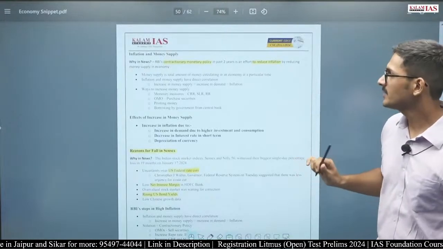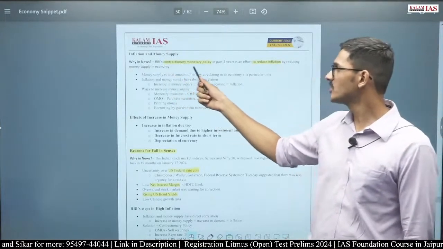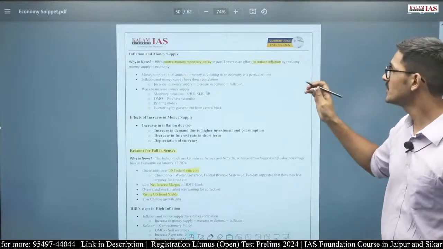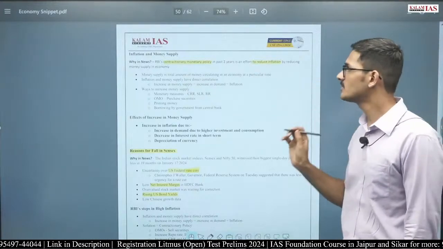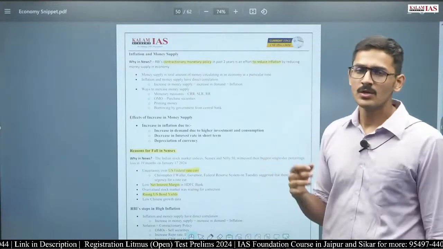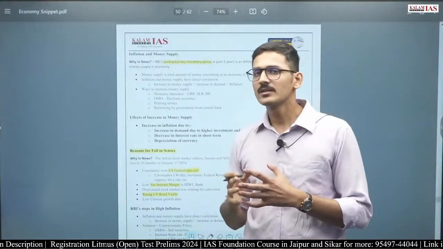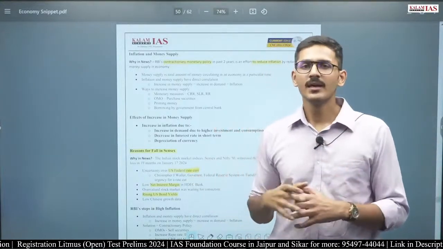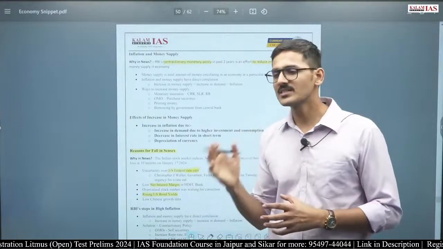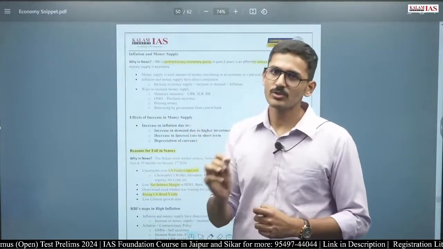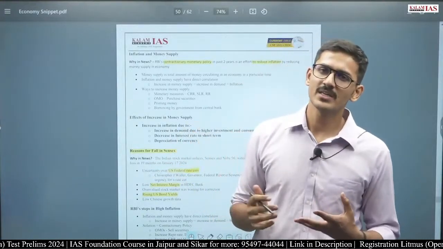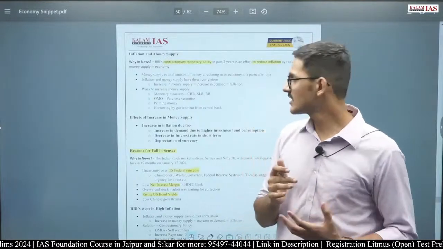Inflation and money supply. RBI's contractionary monetary policy in the past 2 years is an effort to reduce inflation by reducing the money supply in the economy. Whenever there is high money supply in the economy, inflation will increase, and if inflation is high, the RBI will try to reduce money supply. How will RBI reduce money supply? By increasing CRR and by increasing SLR.